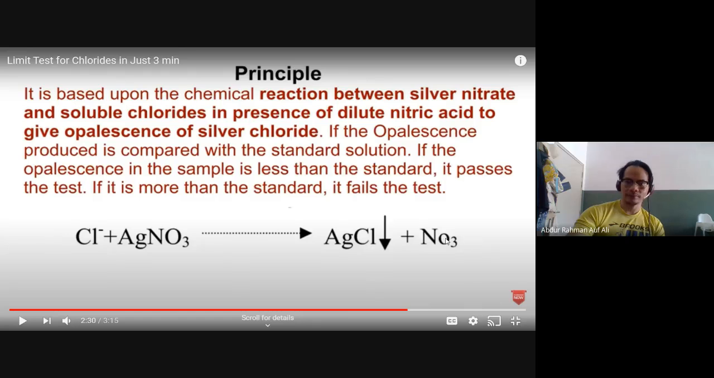NO3 is nitrate. Okay, so kalau sampel tu ada banyak chloride ion, lagi banyaklah AgCl terhasil. So that's why dia jadi sangat-sangat keruh. Kalau sampel itu tidak mengandungi banyak chloride, so sedikit saja AgCl terhasil. Kalau tidak ada chloride, langsung tidak akan terhasil. That's why dia jadi clear.